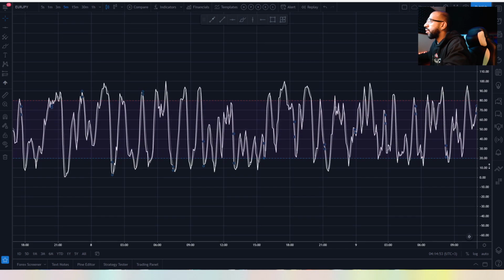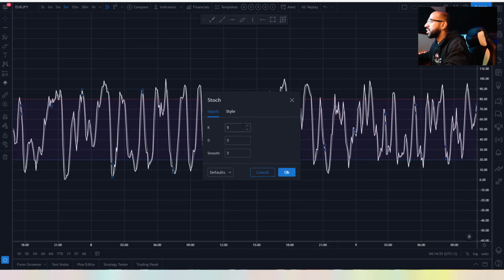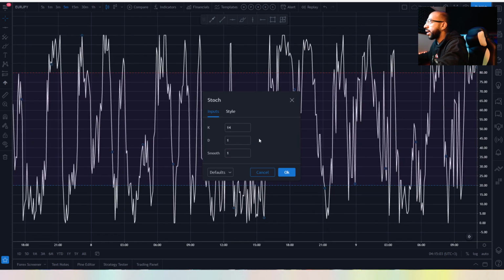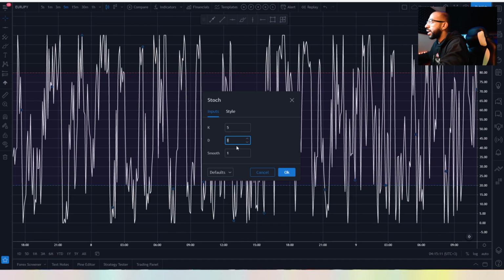Now, by default, okay, your Stochastic will be at 14, 3, 3. Some of you may even have 14, 1, 1. So it'll look like this, okay? It'll look like that. What I like to do is, number one, I lower it to 5, and I'm going to explain why. And I change these to 3 and 3.